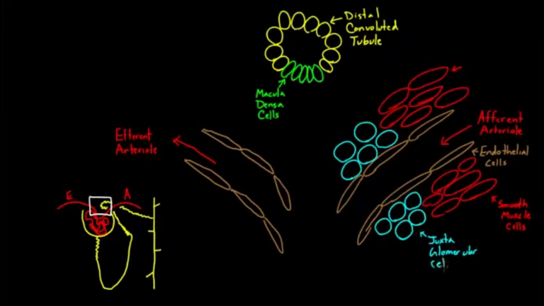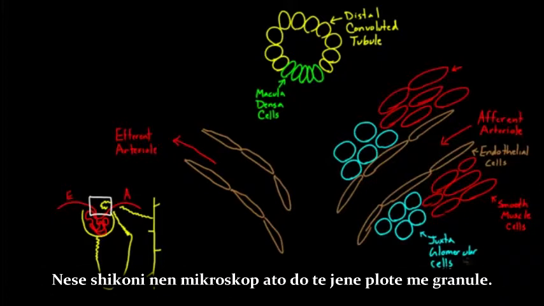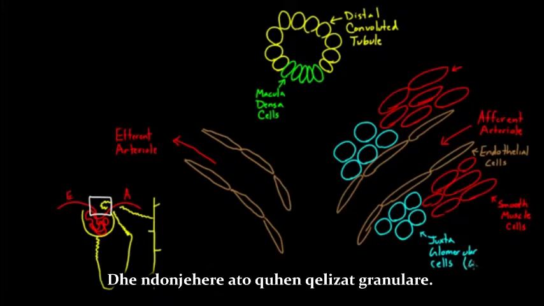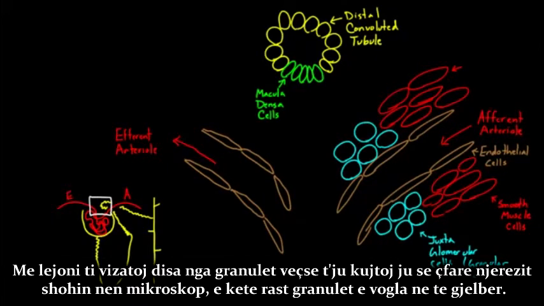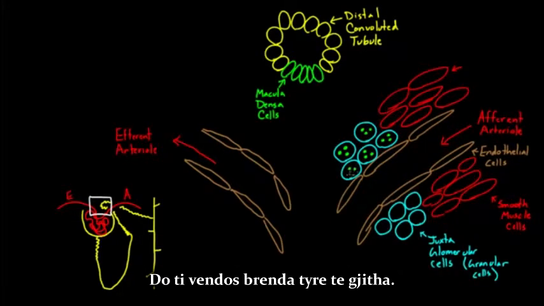All right, so juxtaglomerular cells are there. If you looked under a microscope, they'd be full of granules, and so sometimes they're even called granular cells. Let me draw in some granules just to remind you that that's what people see under a microscope. Little green granules in this case, and I'll put them into all of them.